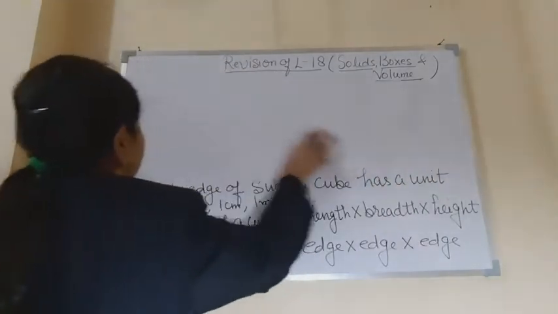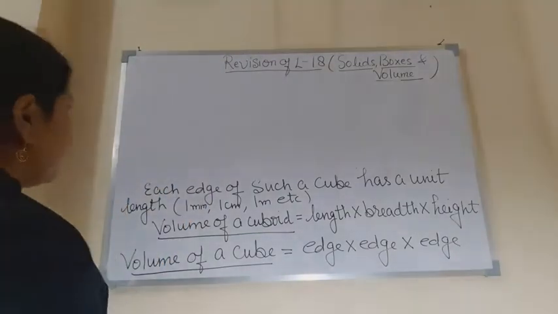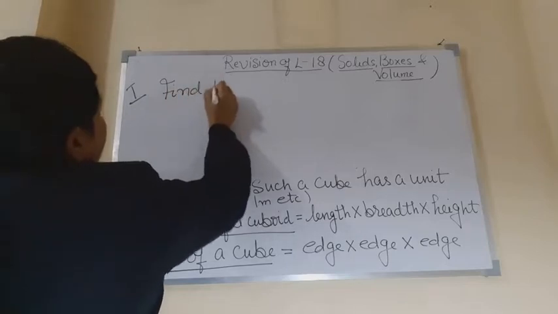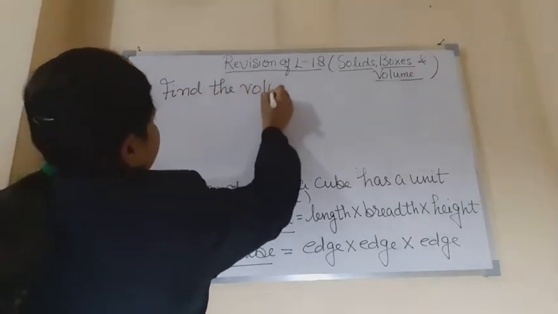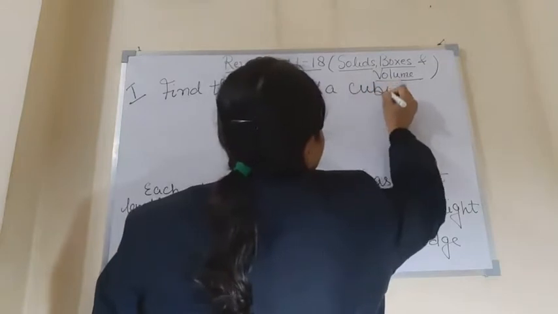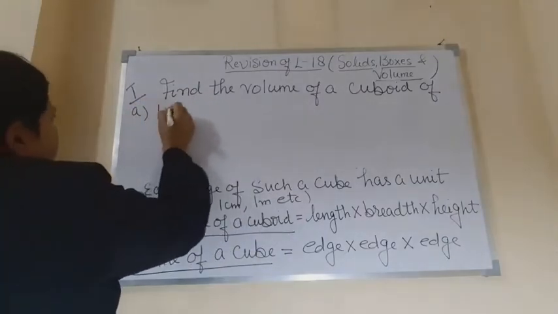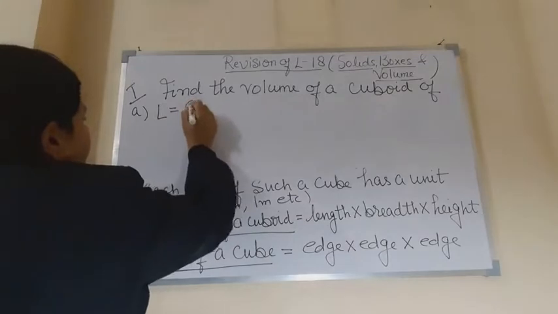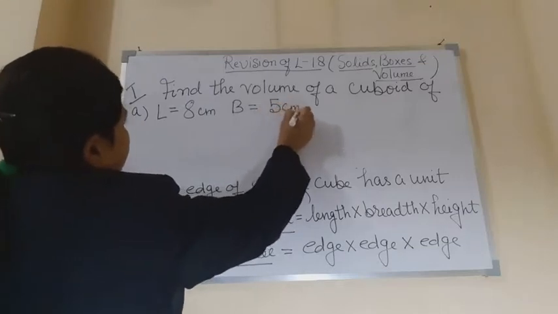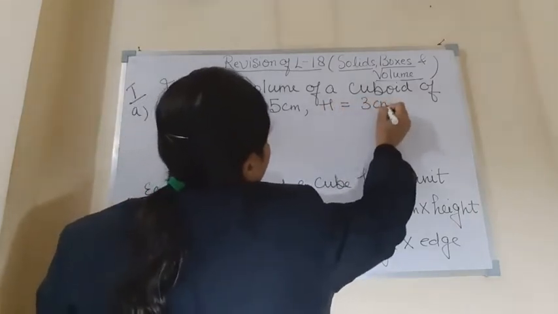So children, in the first question, we will find out, the first question is, find the volume of a cuboid of length is equal to 8 centimeter, breadth is equal to 5 centimeter and height is equal to 3 centimeters.